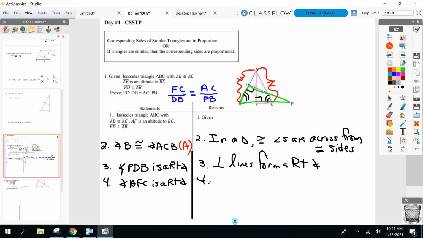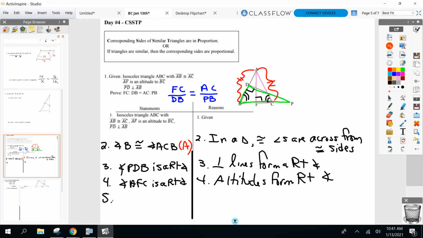You guys can write the definition of an altitude. Altitudes form right angles. He really meant it, right? He really meant it at the beginning of the year when he said this vocabulary does not end when the unit ends. Altitudes form right angles.